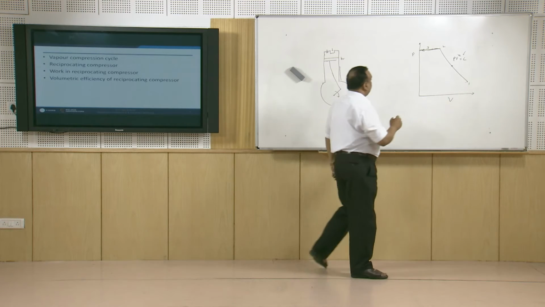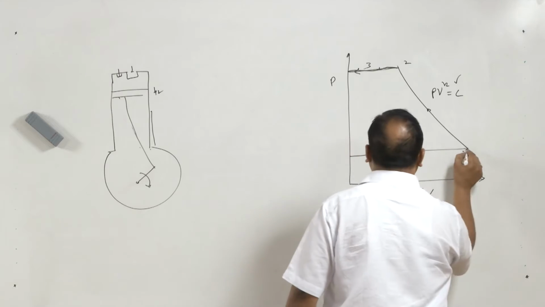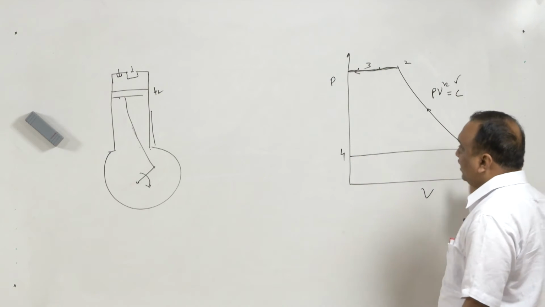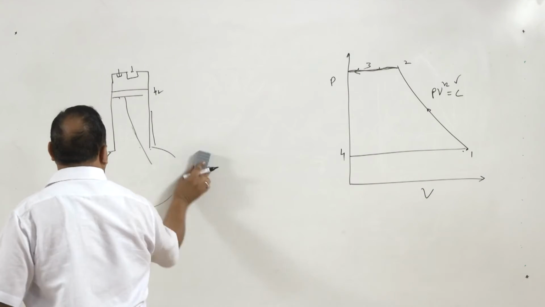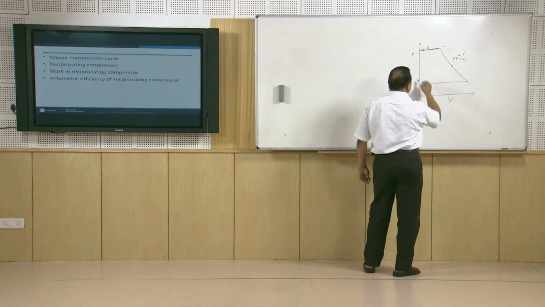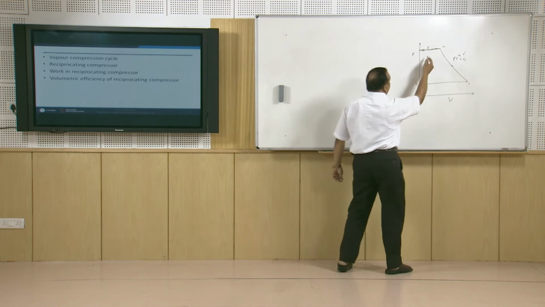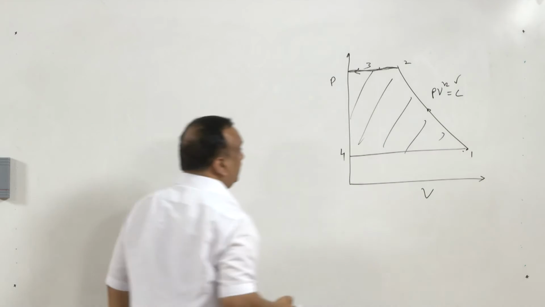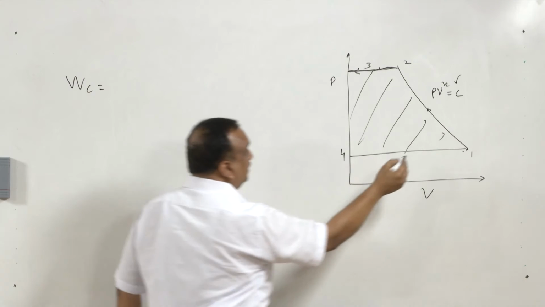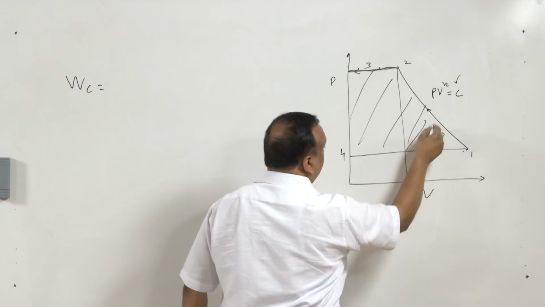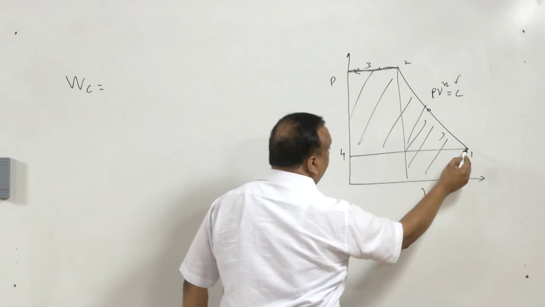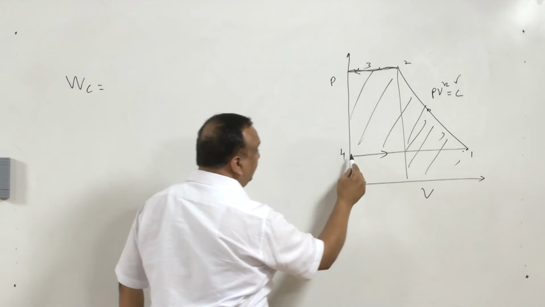Now, total work in this system is the area of this diagram 1, 2, 3 and 4. So, work done during this process 1, 2, 3, 4 is the area of this diagram on PV, and the work done can be calculated as the work done during process 1 to 2 plus work done during process 2 to 3 minus work done during process or area under 4-1.